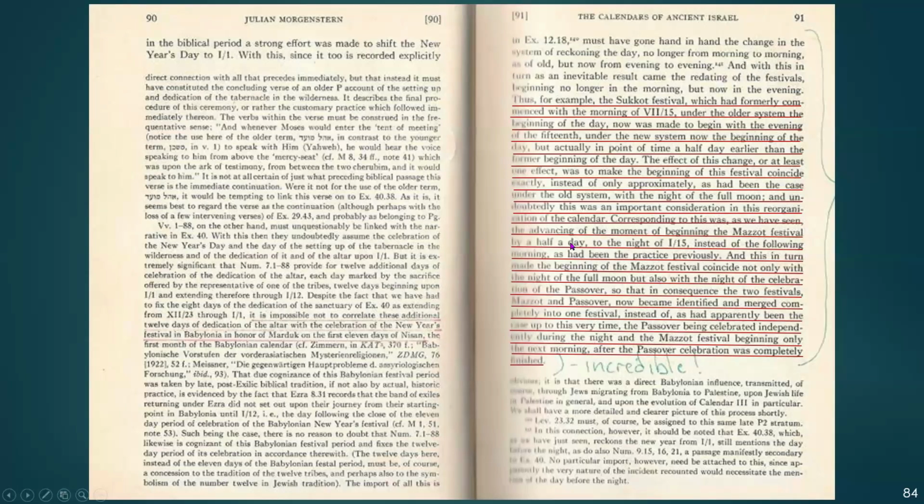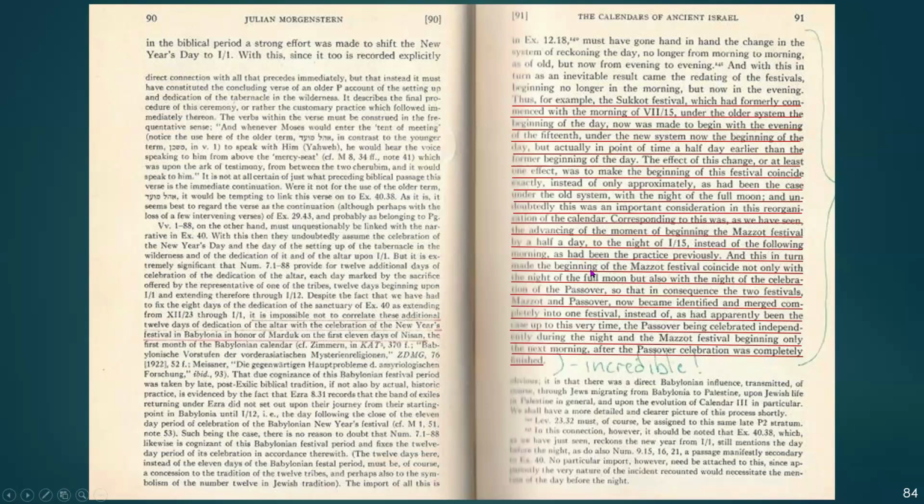Hold on just a minute. They are resetting the time for the unleavened bread festival. Let's read it again. Corresponding to this, that's the starting of the day at sunset and the full moon, was, as we have seen, the advancing of the moment of beginning the Matzot festival by half a day to the night of the first month of the 15th, instead of following the morning, as had been the practice previously. Major change here. Yahuwah's day start at dawn was discarded, and the sunset had been adopted.